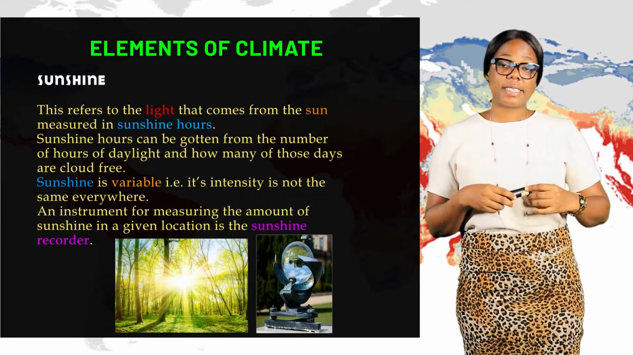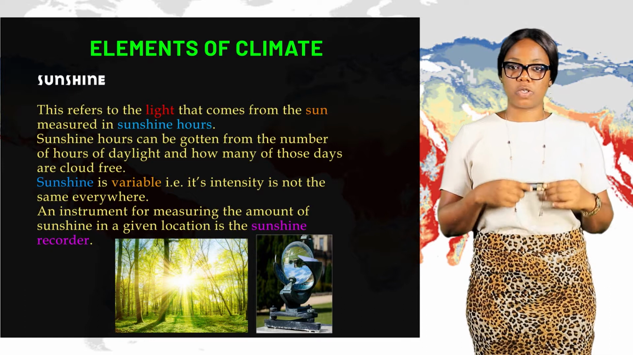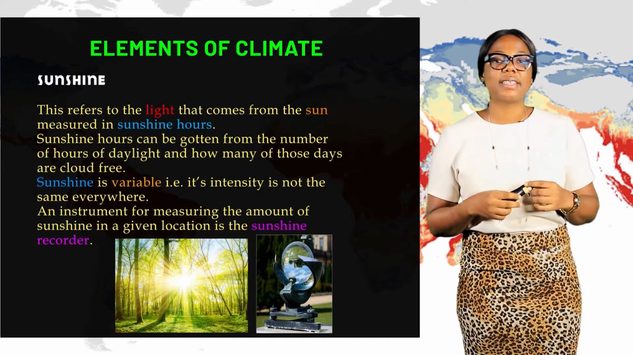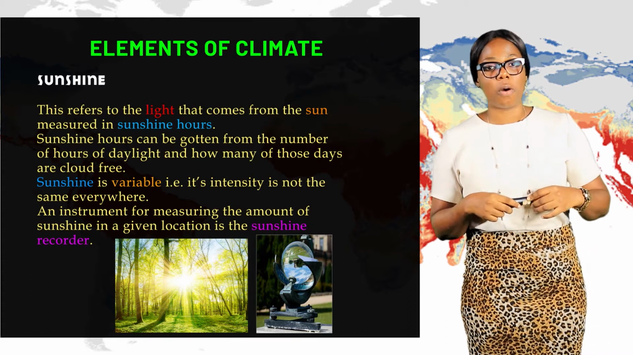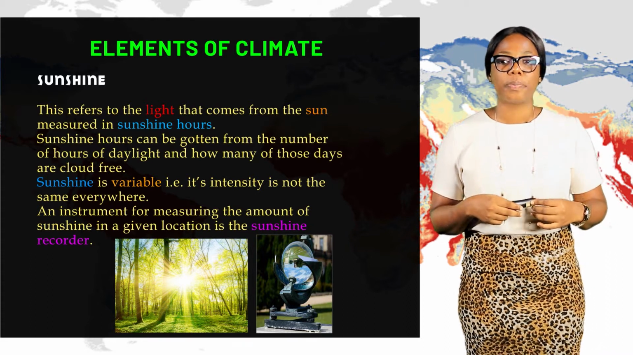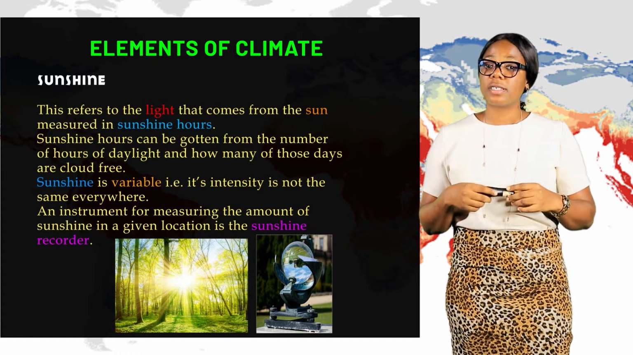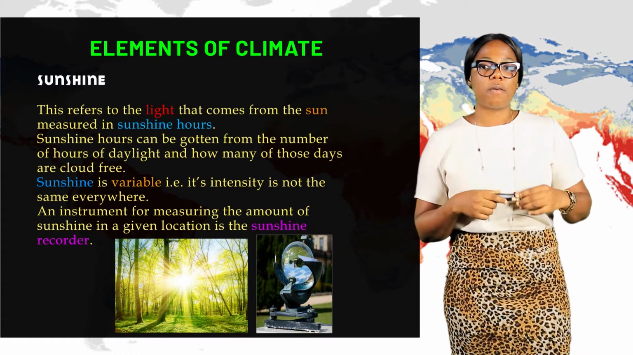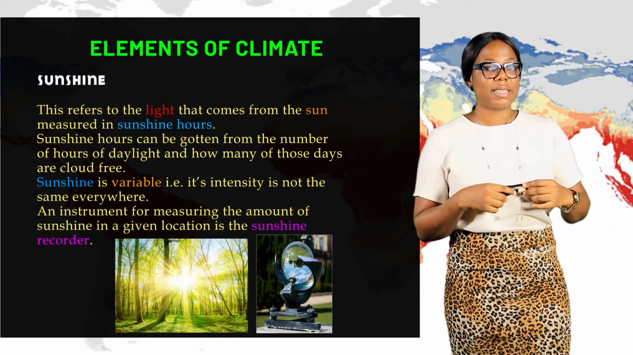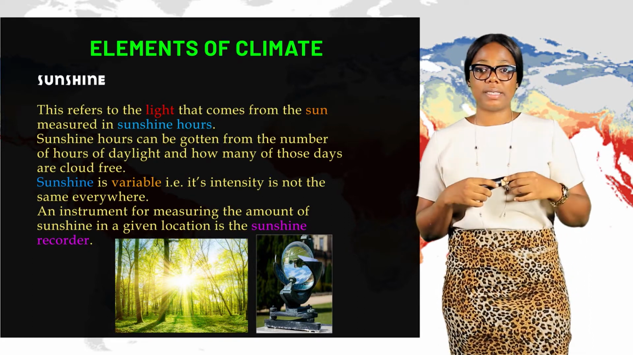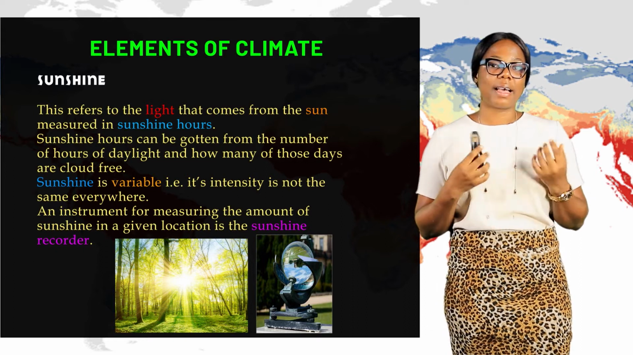Sunshine. This is simply the light that comes from the sun. It is measured in sunshine hours. Light makes it possible for visibility to occur. Sunshine hours is gotten from calculating the number of hours of daylight and the number of days that are cloud-free, that is, days where the skies are clear.